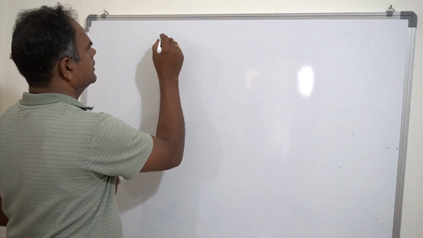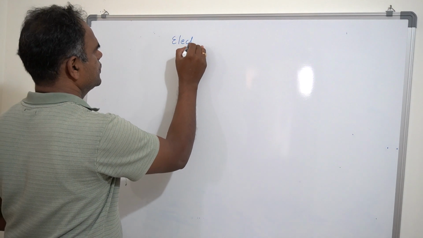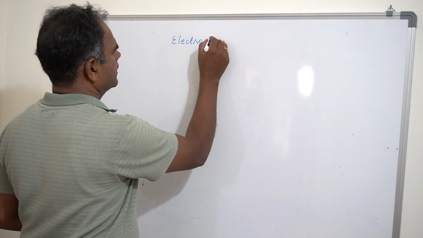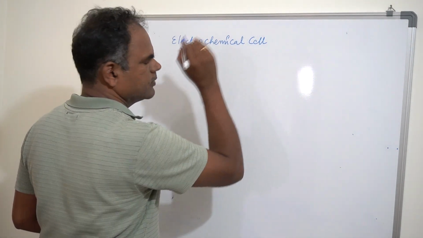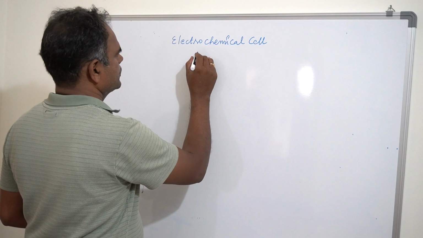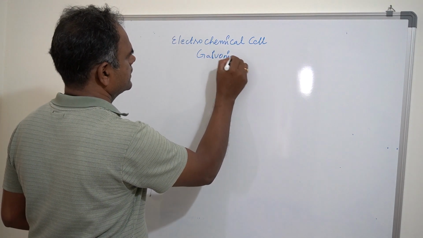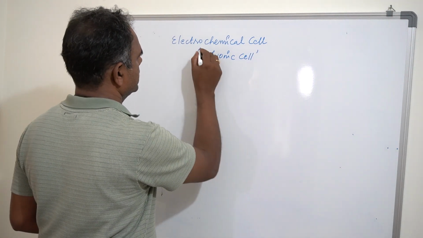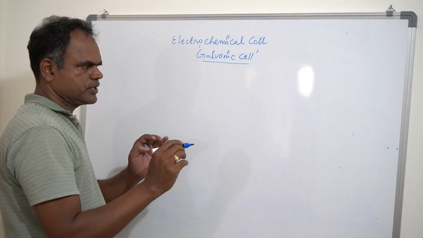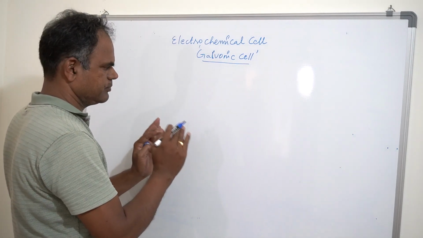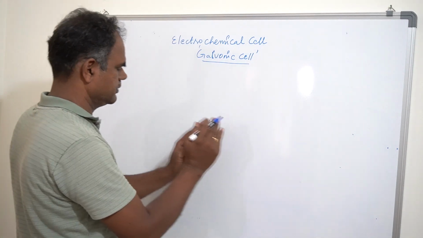If you want to understand cell potential, we have to construct an electrochemical cell. An example of an electrochemical cell is the galvanic cell. In the previous video, I was talking about two half cells. What are the two half cells? One is the anode, the other one is the cathode, containing containers.